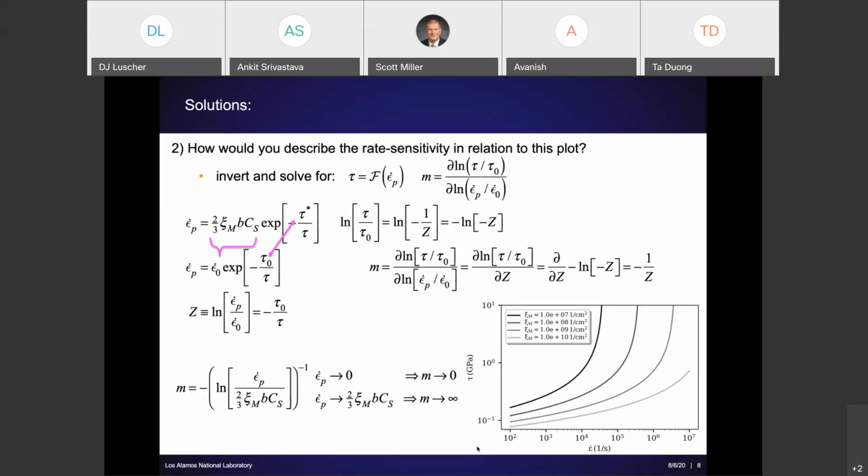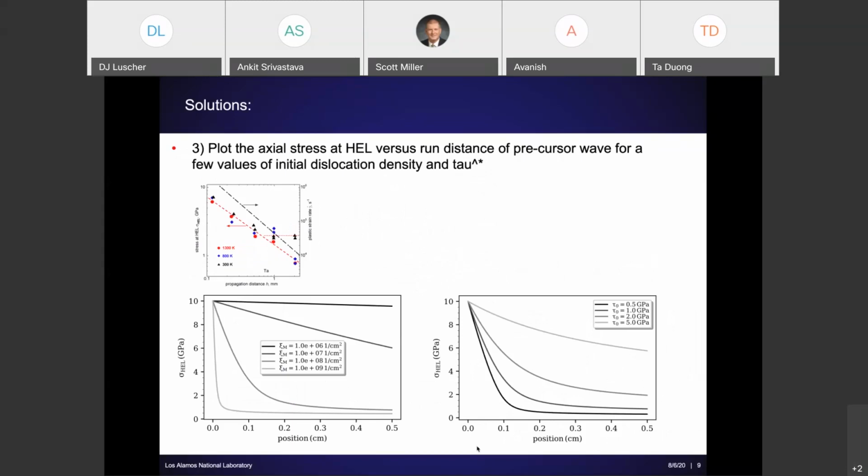Are there any questions so far on the solutions to 1 and 2 before we get into the precursor decay problem? Okay. Then I'll describe the problem again, and I'll go through the outcome before I look at how we actually solved it.